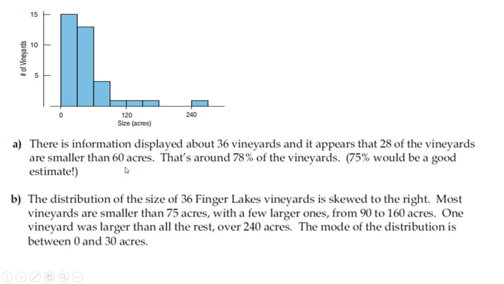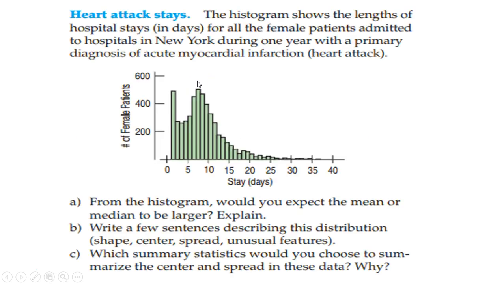And then it says the distribution of the sizes is skewed to the right, most definitely skewed to the right. Most vineyards are smaller than 75, because if that's 60, that's 90. Once you get to 90, there's barely any. So it's somewhere in between the 60 and there that they start getting a little fewer. From 90 to 160, there's very little at all. In the wine vineyard, they had that one large one that's kind of like an outlier more than anything. If you were to go with the mode, it's probably somewhere in between the 0 and 30, which seems to be our mode for that one.